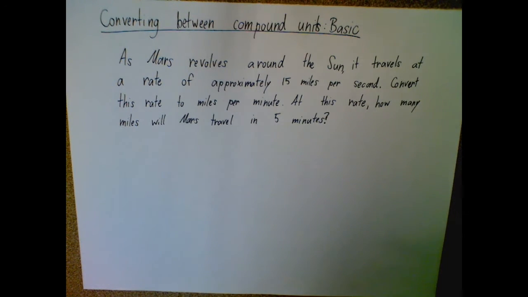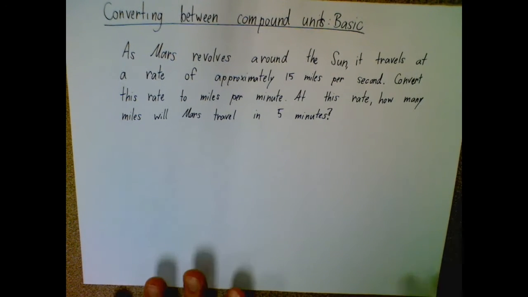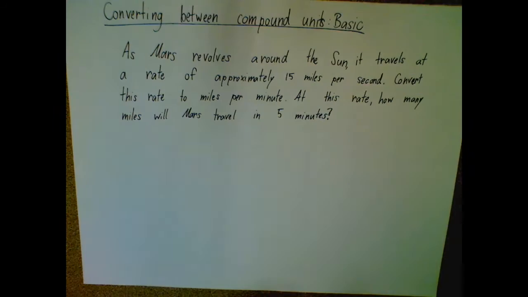So what is a compound unit? A compound unit is something that has more than one measurement in it. So things like miles per hour, where we need to know how many miles and hours to calculate that unit, as opposed to feet or just miles by itself, which would be a single unit.